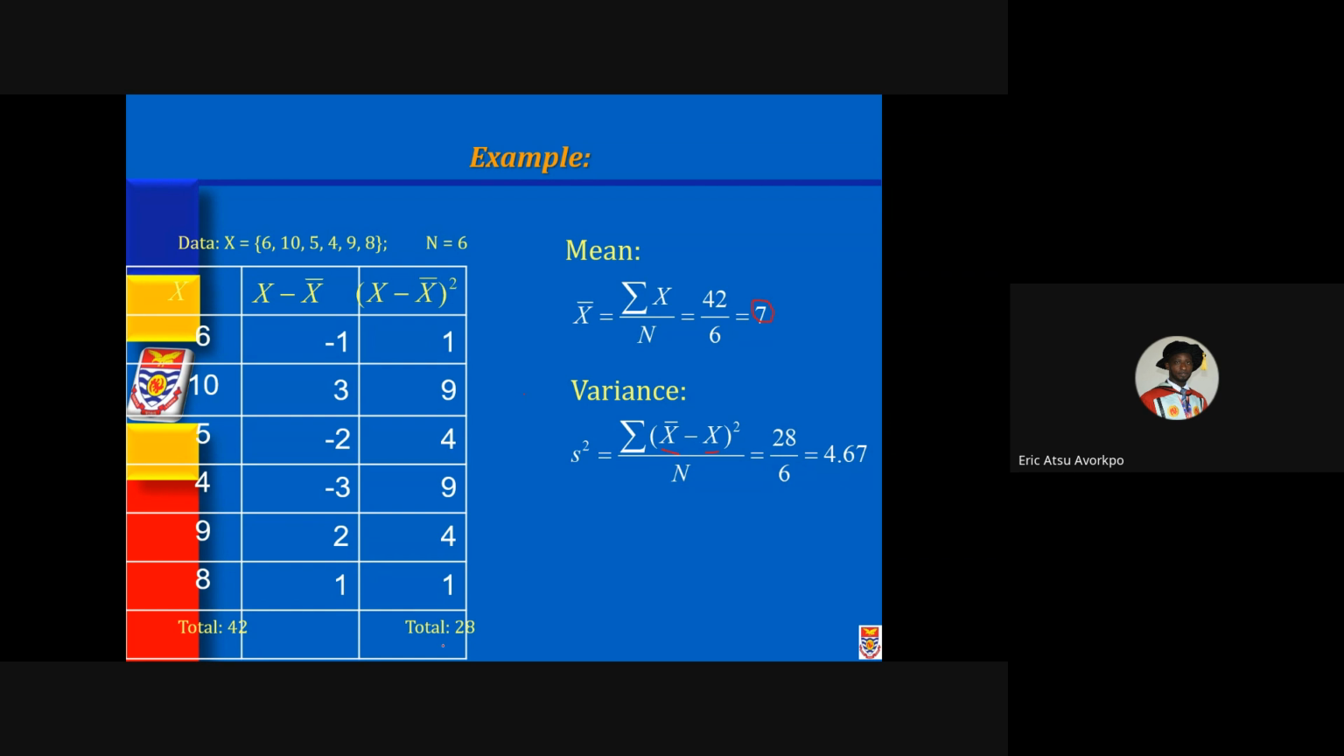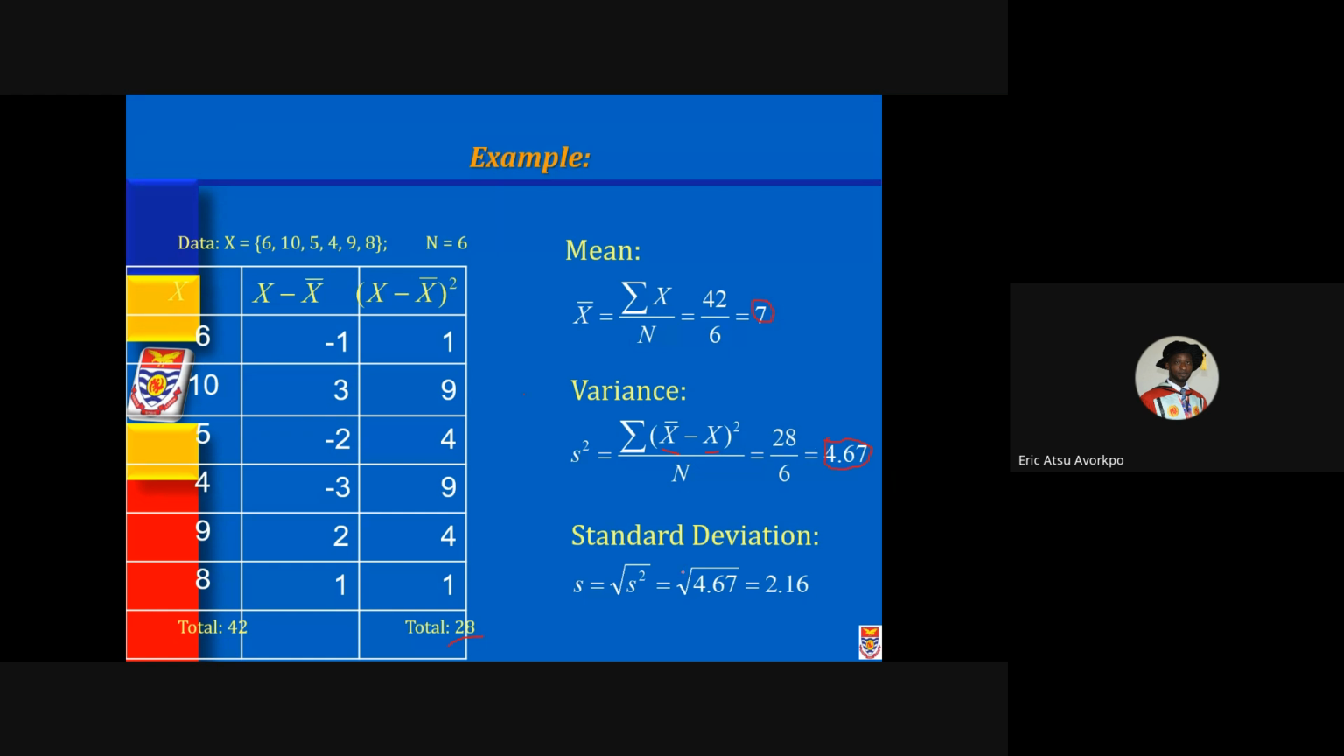Now, if you have this, then the total score after taking the deviation square, which is given to us over here as 28, is divided by n. N is 6, and that would have given us what? The variance of what? 4.67.